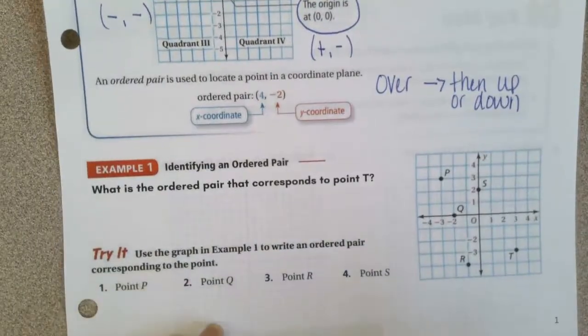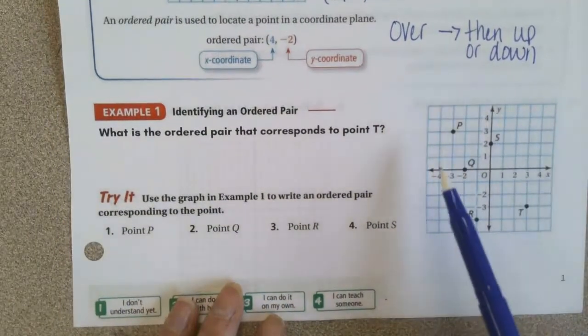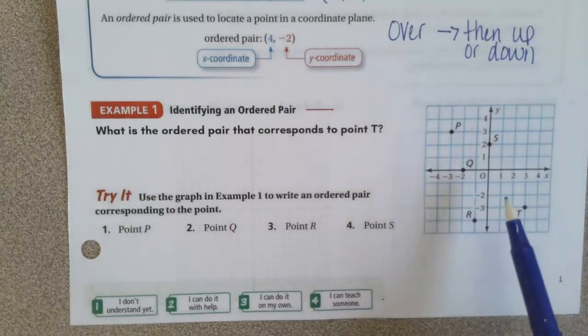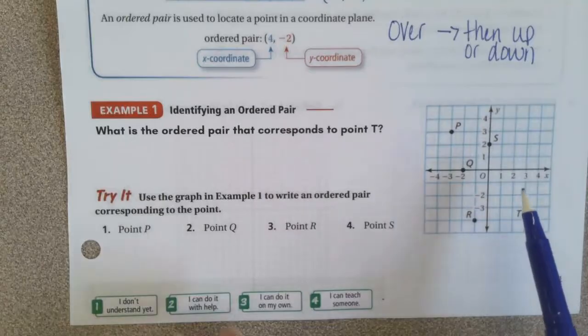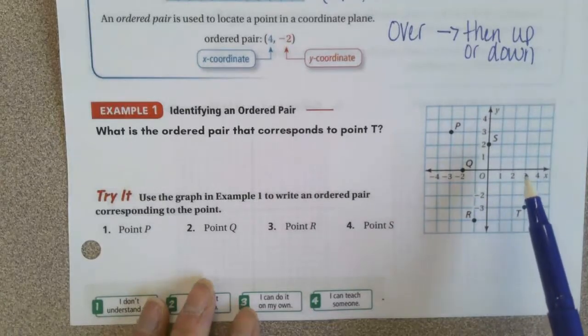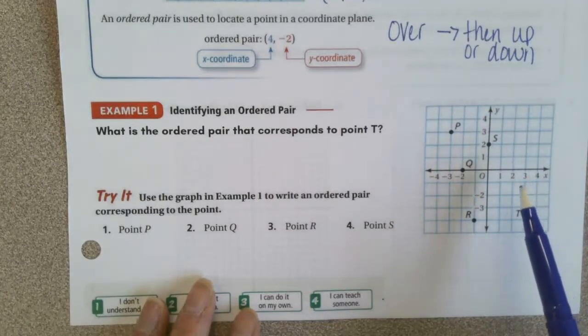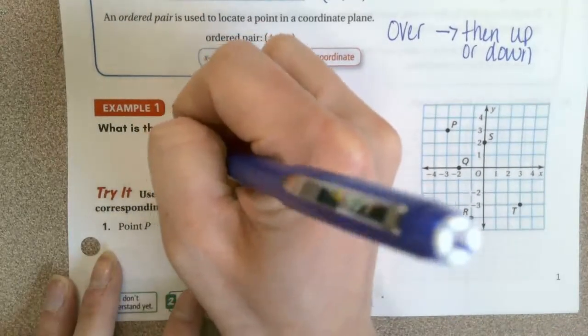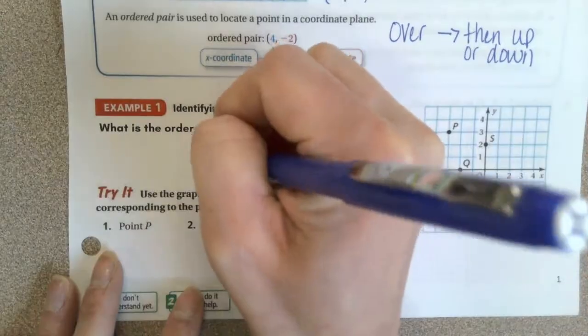So if we look over at this graph in example 1, the question is, what is the ordered pair that corresponds to point T? So if we look for point T, right here, we look at how far over it goes. It goes over to 3, and then it goes down to negative 3. So we would say 3, negative 3.